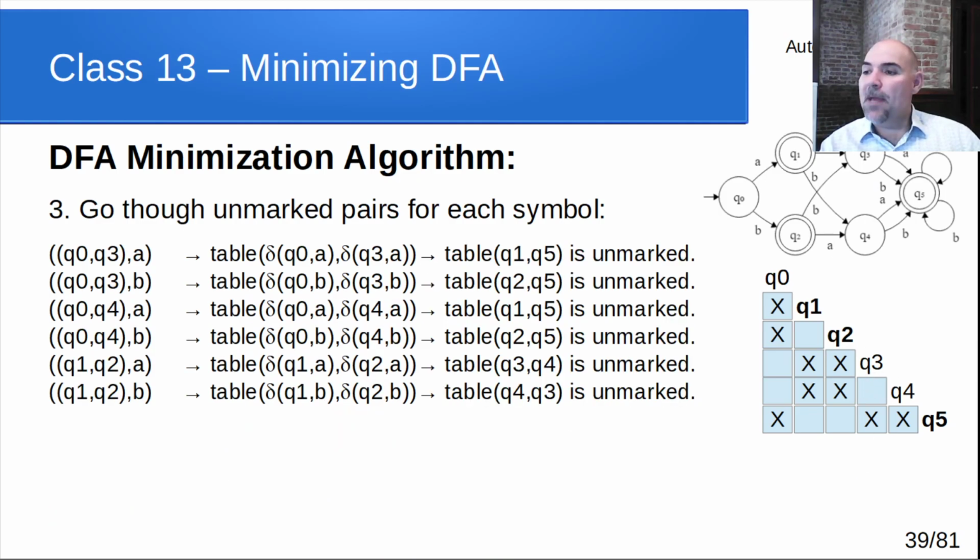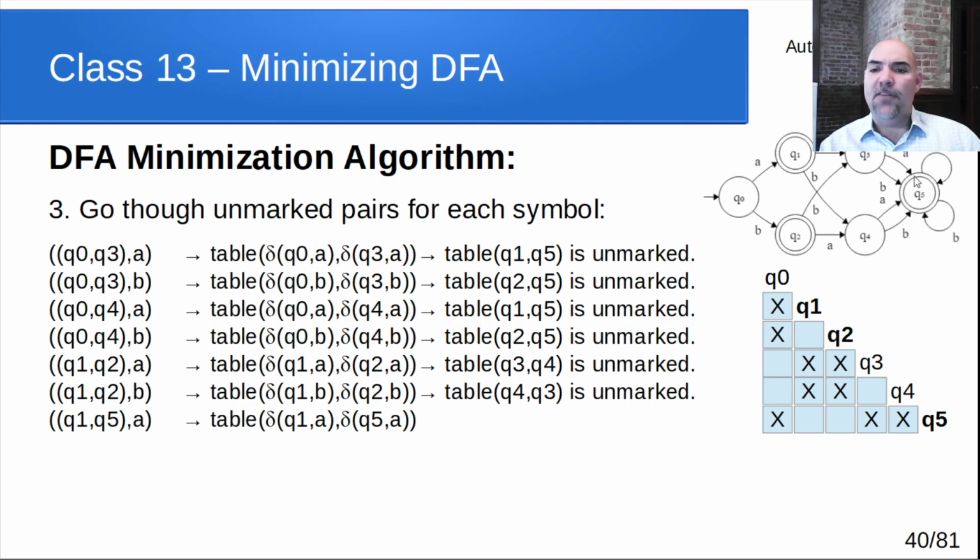Now I've just collapsed all of these up on this step, so it's easier to see. So anytime there's one that's unmarked, we just go on to the next one. We don't do anything when we see that. So now we're up to 1, 5. So 1, 5, we're on this cell right here. We're deciding if we need to mark that. So 1, 5. So 1 on an A goes to 3.